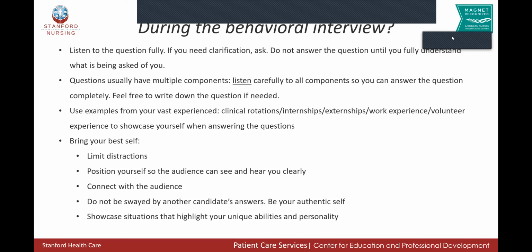You want to showcase situations that highlight your unique abilities and personalities. I hope that it's coming through, we really want to see you, the candidate. Like I said, we're not focusing on these really complex clinical situations. We want to hear you, how you respond, and how you utilize all those tools and skills and traits of a nurse to your strength, and really turn those around and make memorable moments and experiences while you're providing care.